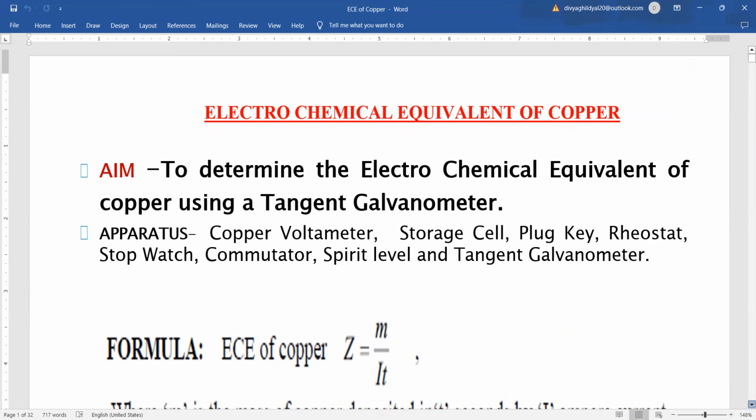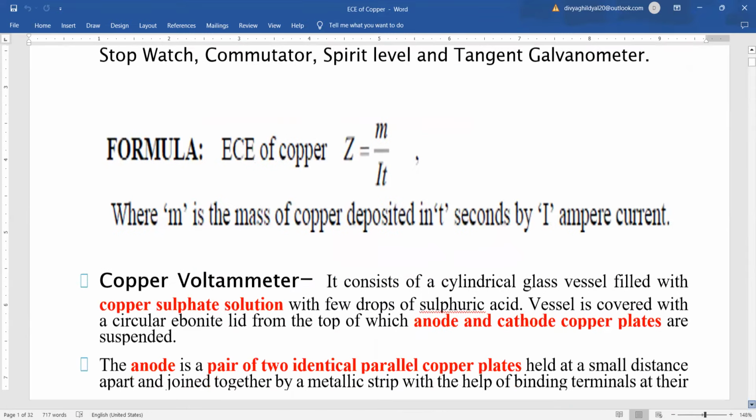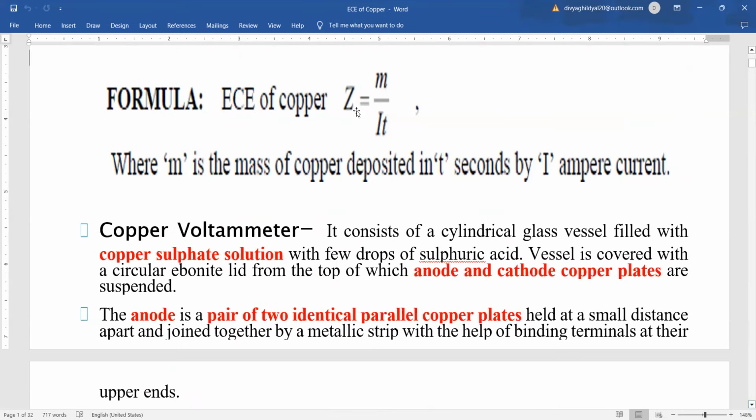What is the formula of this experiment? ECE of copper is given by Z is equal to M upon IT, where M is the mass of copper deposited in time T seconds by I ampere of current. It means that suppose current flows in an electrolyte for some time t, then how much mass of copper gets deposited, we have to take that into consideration.